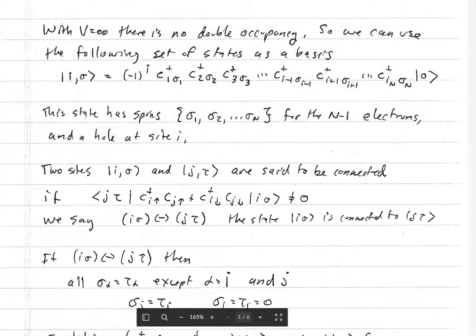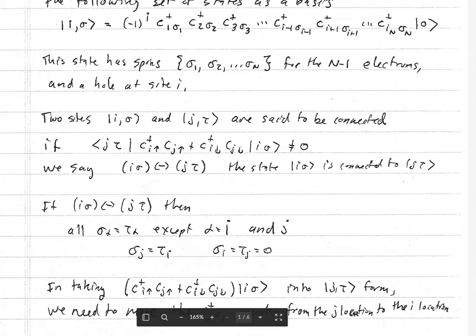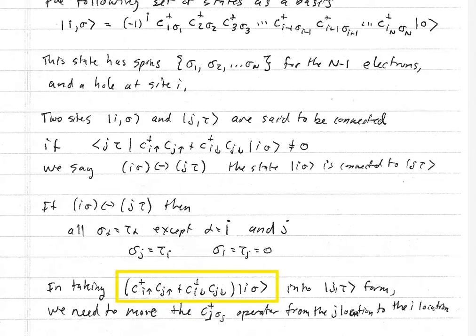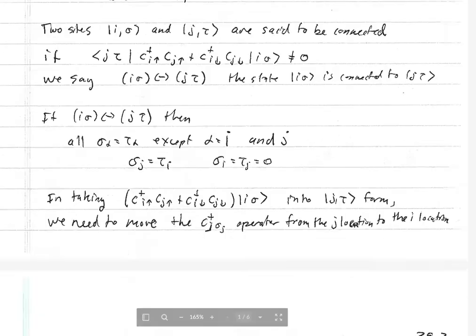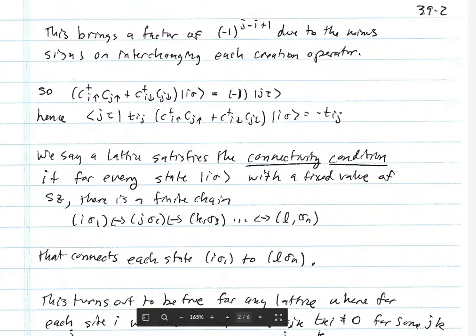And then when we calculate this matrix element, take that c†_{iup} c_{jup} plus c†_{idown} c_{jdown} operator and act it on the Iσ state. And then we have to put it back into the Jτ form. We're going to need to move the c†_{Jσ} operator from the jth location to the ith location. And in doing so, it's going to go through a set of J minus I plus 1 different terms in the ordering that we have due to interchanging the creation operator.